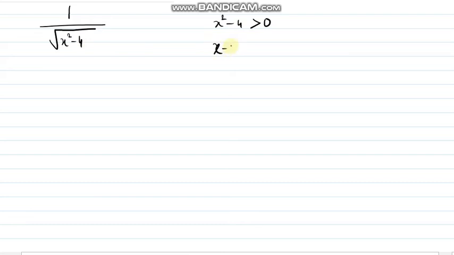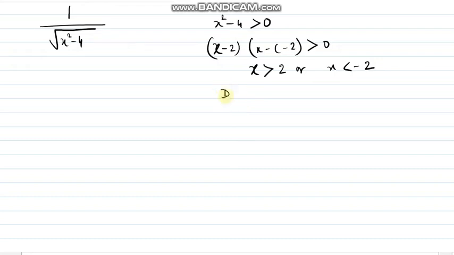So from there can we write (x minus 2) into (x minus of minus 2) is greater than 0. So x greater than 2 or x less than minus 2. So the domain of this function will be minus infinity to minus 2 union 2 to infinity. How these things are coming, for that I just gave one link in the description box, just check that.